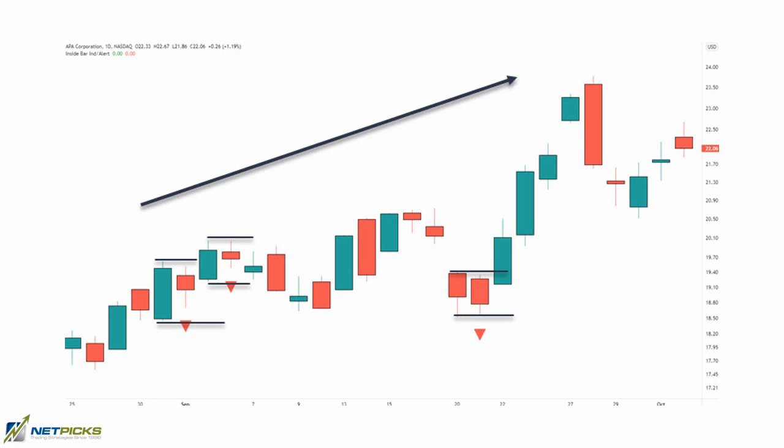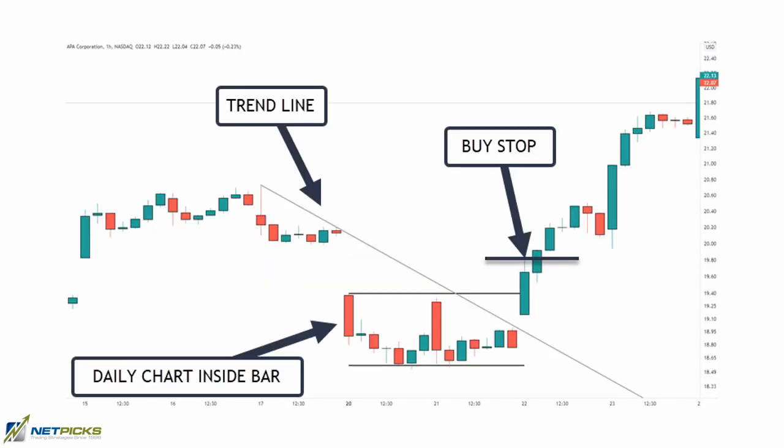Okay, so now you see you have an inside candlestick. Now we're going to look for price to break from it. In order to see that, we're actually going to use a lower time frame. Now, I have some rules. Use a 1 hour or a 30-minute chart.